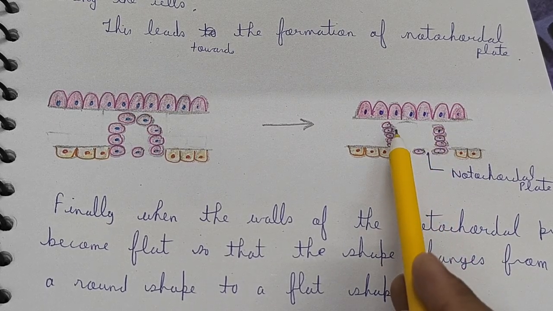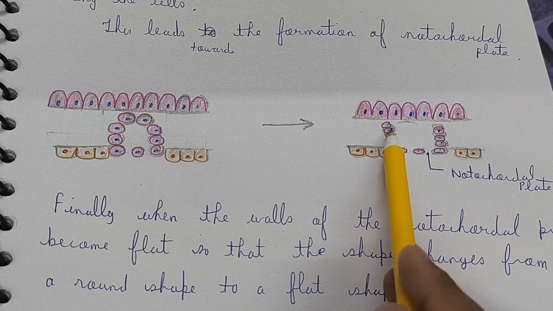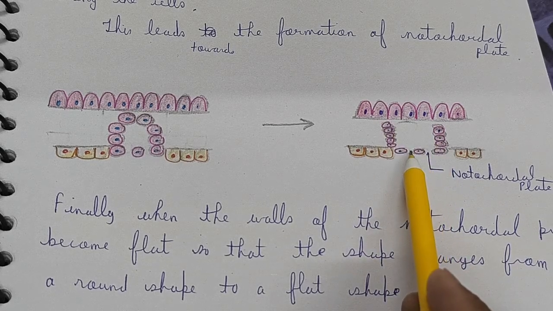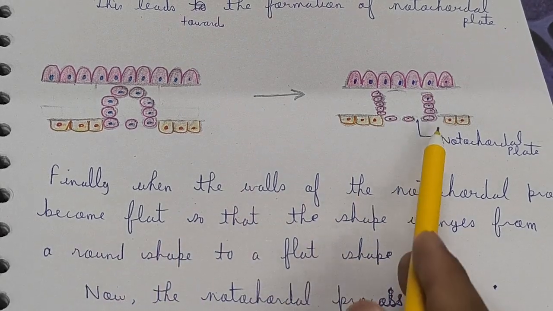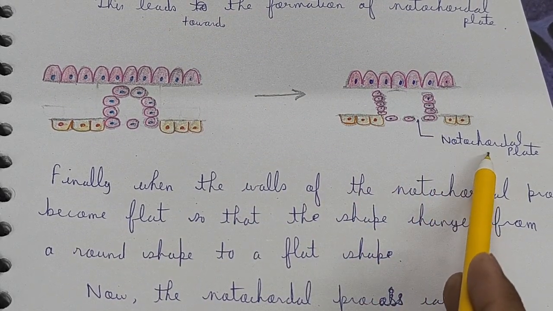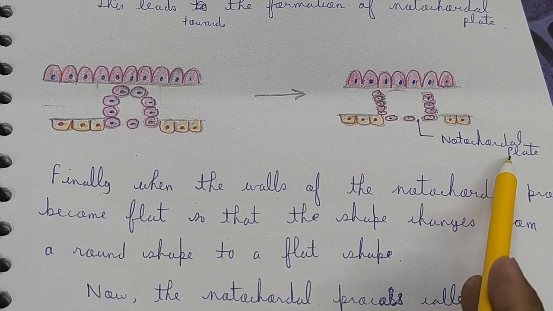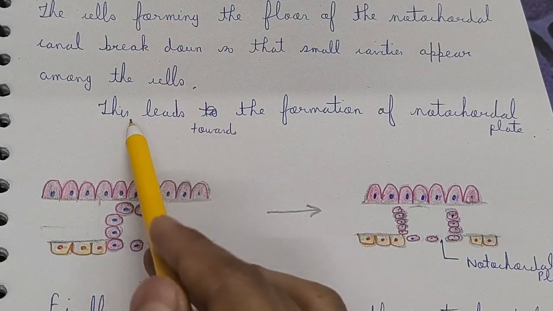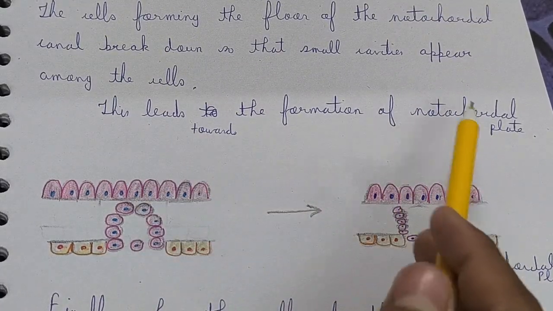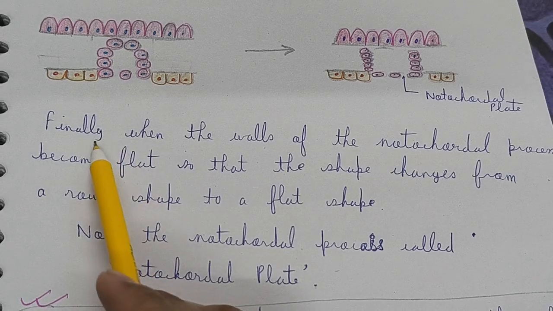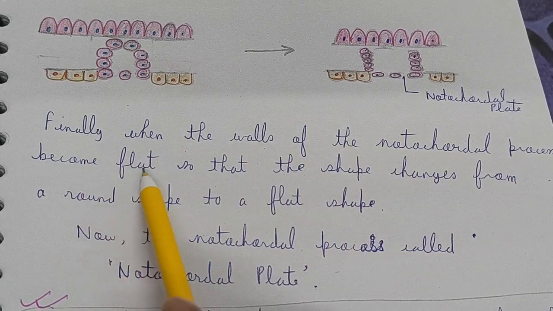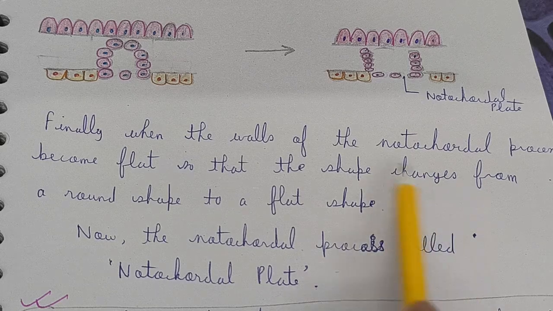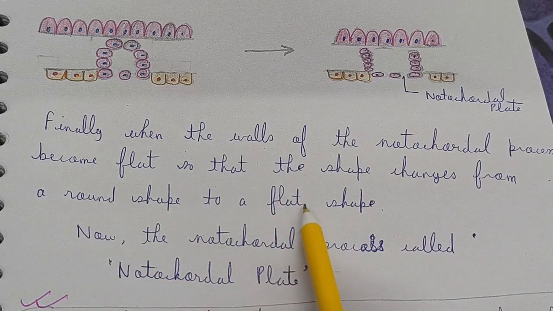Now, when the walls of the notochordal canal become flattened and it has a connection with the yolk sac, the notochordal canal leads to the formation of the notochordal plate. So I have written that this leads towards the formation of the notochordal plate. Finally, when the walls of the notochordal process become flat, the shape changes from a round shape to a flat shape.